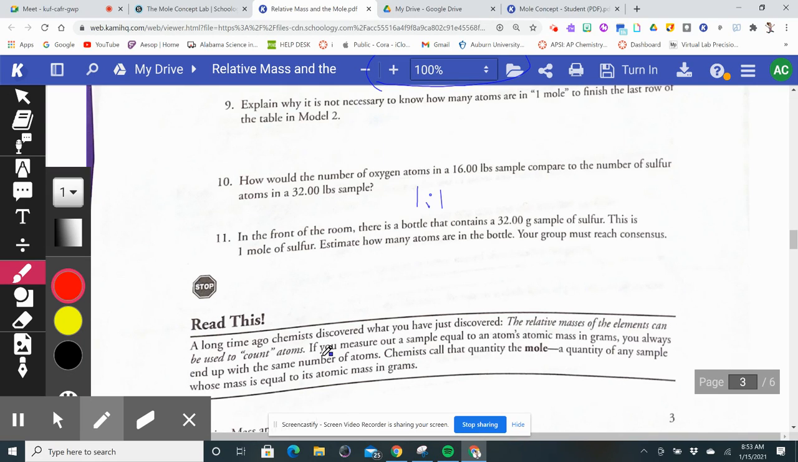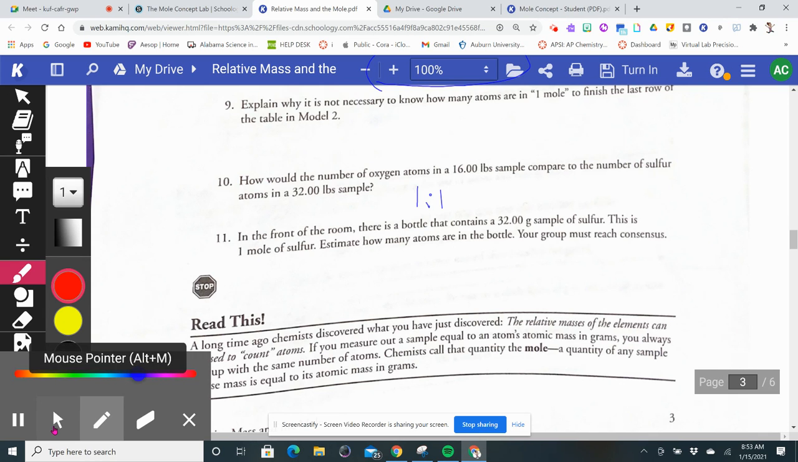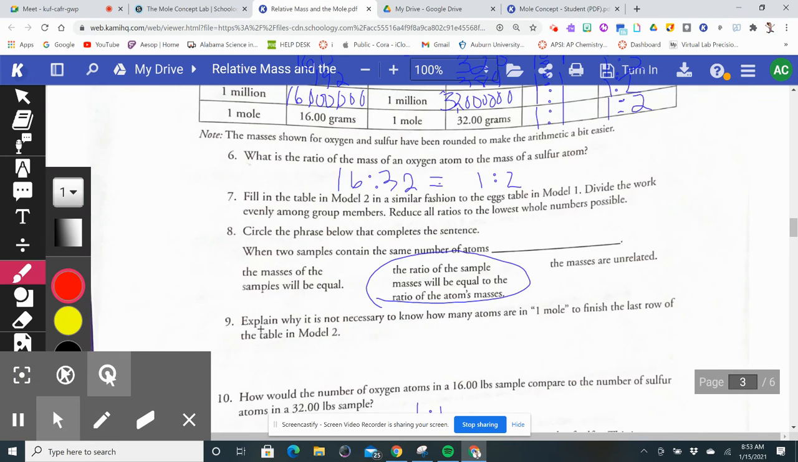Let's say this is a bottle of sulfur, not alcohol. And in this bottle, I have 32 grams of sulfur, which is 1 mole of sulfur. How many atoms would that estimate? How many atoms would that be? You got a good memory, I already said it once or twice. If you don't have a good memory, look back up here at your table. Look at the table.